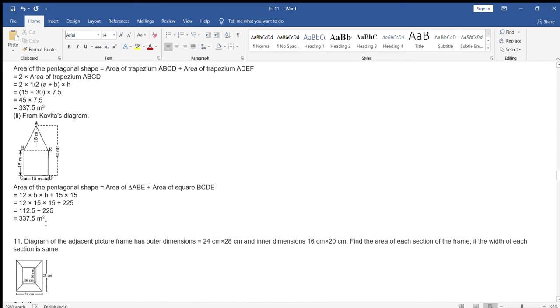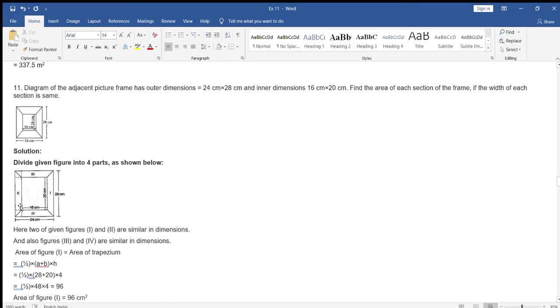Now have a look at Kavita's diagram. She divided it into one triangle and one square. The area of the triangle is half base into height. Base is 15 and height is also 15. At the bottom we have a square, and the area of a square is side into side. Just have a look, in both ways we get the same area. The area will not change, it will be the same. You can use any method, but the area will be the same. Any method means a correct method.